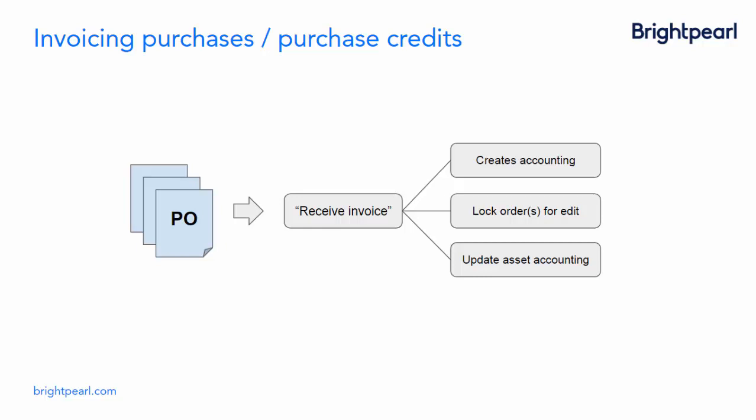Unlike with sales, you can choose multiple purchase orders to match up to one purchase invoice. And in the same way as sales, if a purchase invoice relates to only some lines on the purchase order, you'll need to split the purchase order up and receive an invoice against each line.